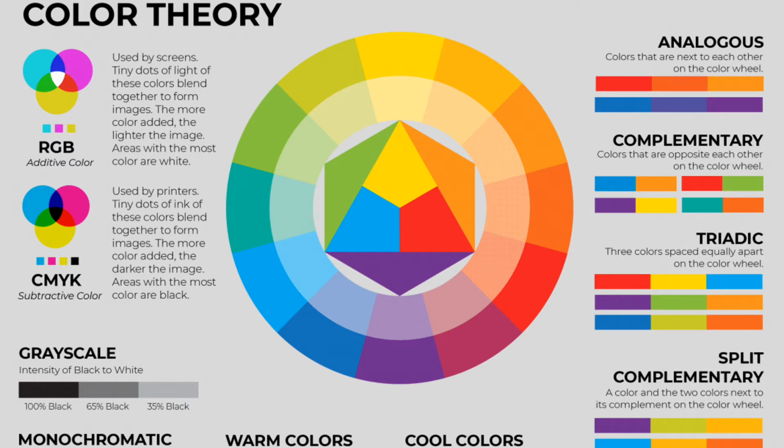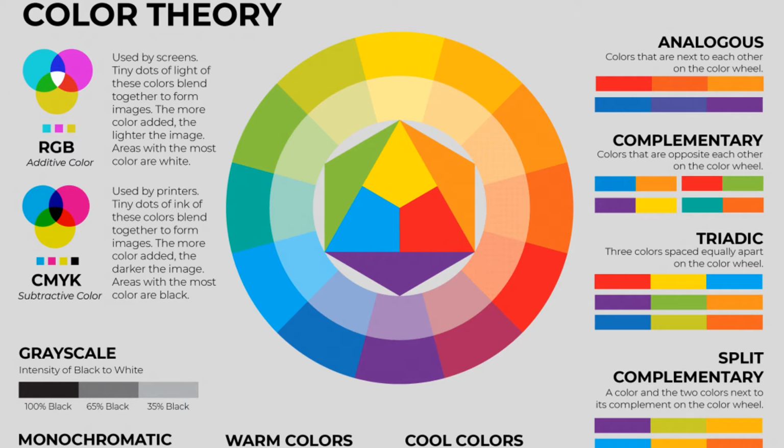So real quick, to think just as far as RGB and CMYK, RGB, typically we're thinking of additive color, and anything additive is backlit. So like your computer screen is backlit by white light. And so it's additive color. So here, used by screens, tiny dots of light of these colors put together to form more color, to form images. The more color added, the lighter the image. Areas with the most color are white.